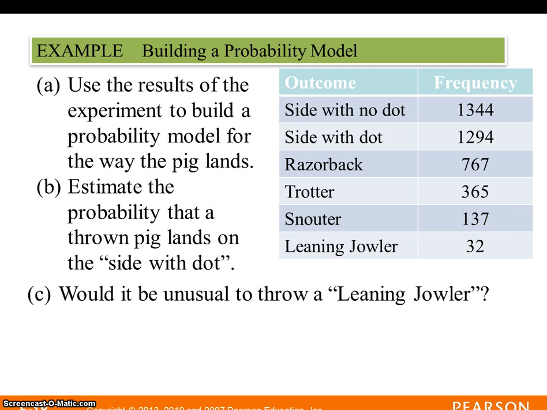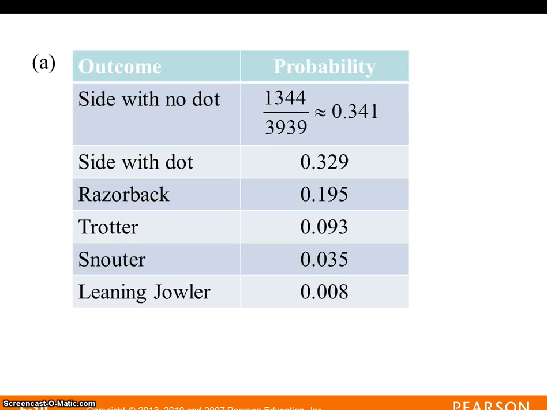So use the results of the experiment to build a probability model for the way the pig lands, and estimate the probability that a thrown pig lands on the side with a dot. Again, basically just take the number in each category divided by the total number of experiments. All of these are between 0 and 1, and I think they will add up to 1 if you do that, so it is a probability model.